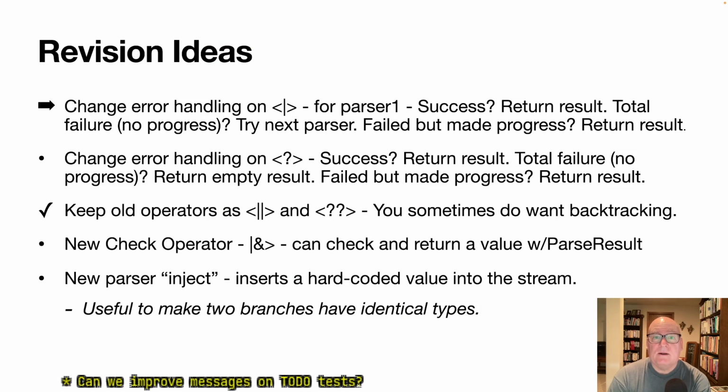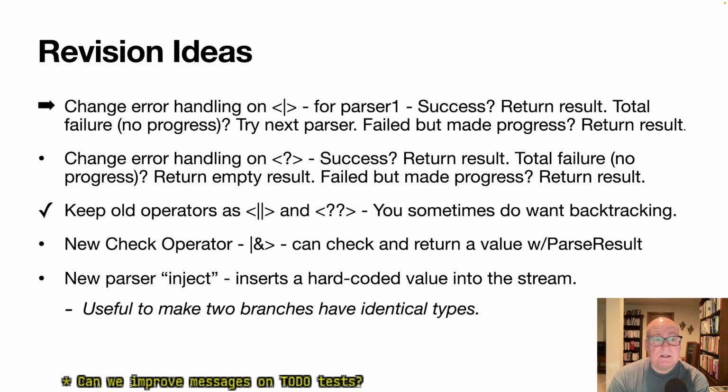Okay. And the rule is going to be: if parser one succeeds, it's parser one or parser two. If parser one succeeds, then we're done, return the result. If it totally failed, it said, I found an error right away, then we're going to try the next parser. If it failed, but it made some progress, we're going to return that failure result. So the original one did total backtracking, and if it failed but made progress, it did try the next parser. So we're changing the way that works. That'll help us with our error handling.